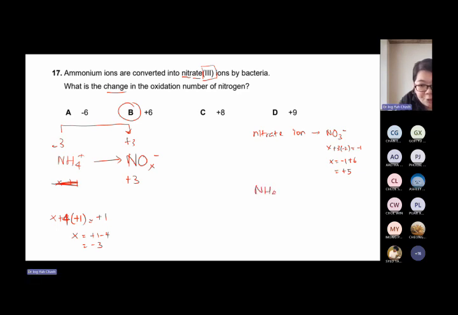So again, ammonium to NO3 negative, here -3, here +5. So what's the change from -3 to +5? Increased by 8. This one increased by 6, that one increased by 8. That is why when you practice with your past year papers, without the Roman number in brackets, you find that the increase is +8. But when it is given here, it saves you time on finding the oxidation number. This is +3 here, so the increase is +6.